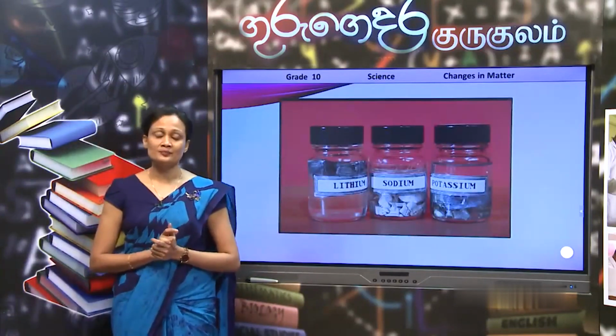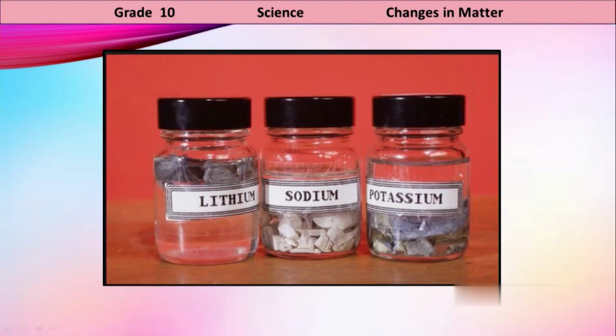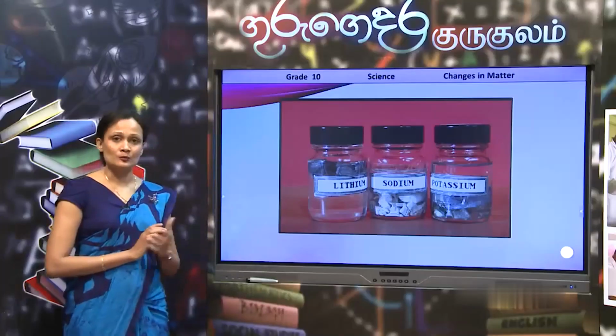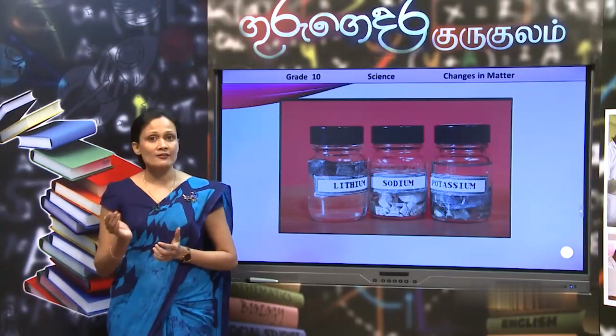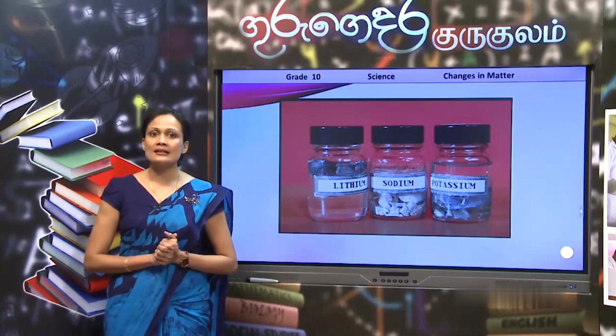Look at this one. Lithium, sodium and potassium metals are present. If we consider these metals, we do not keep them exposed to the air. The reason is they are more reactive. When we keep them exposed to the air, they can react with the components present in the environment. Here we store these metals in liquid paraffin, if not kerosene.